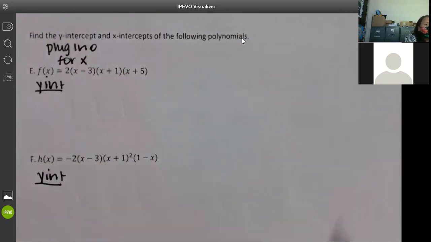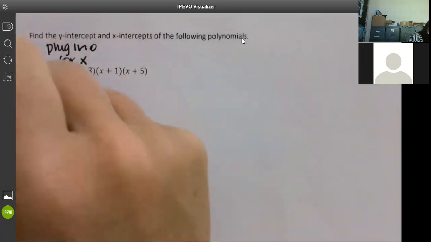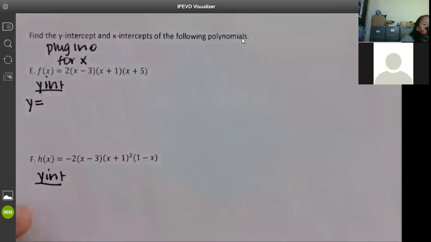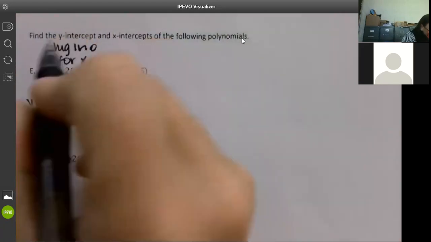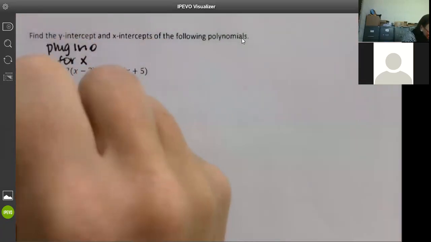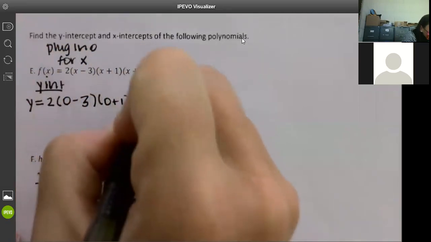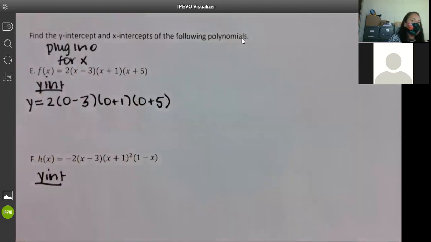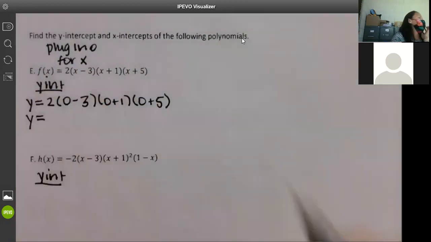Okay. So remember, f of x is the same thing as y. So I'm going to change it to y equals. And then we're going to do 2 times, and we're going to plug in 0 for x. 0 minus 3, 0 plus 1, and 0 plus 5. And then we're just going to multiply it together. So the y-intercept, that's why it's so easy, is because it has zeros.